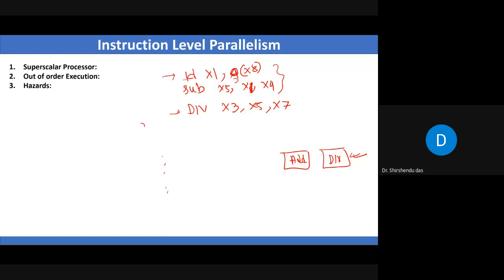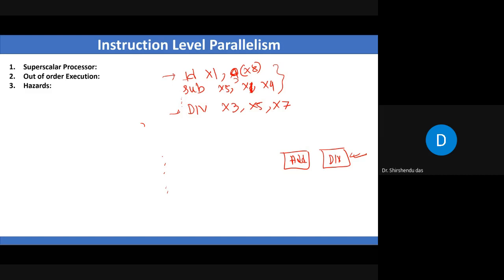You need not follow PC plus 4 every time, because with out of order execution it may be possible to utilize all the resources of the processor in a much more efficient way. The example I am giving is this. Suppose the add instruction has a structural hazard. You cannot issue another instruction because the add unit is busy. But down the line, the fourth or fifth instruction may be a division instruction, and you can perform it because the division unit is free, so you can fetch that instruction and execute it.